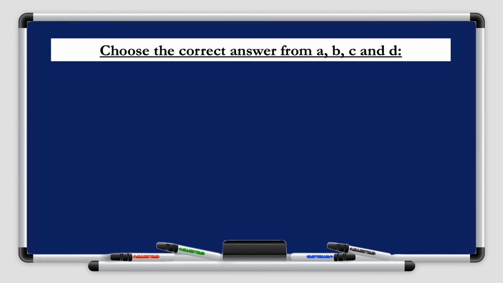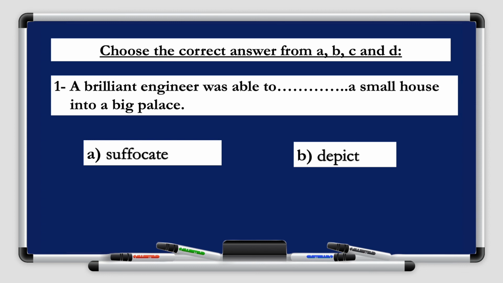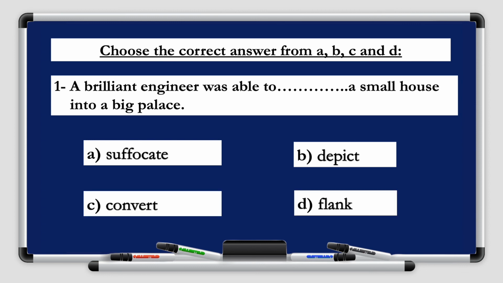And now we have to choose the correct answer from A, B, C, and D. Number 1. A brilliant engineer was able to blank a small house into a big palace. What is the word? Is it suffocate, depict, convert, flank? Small to big. So the word here is to convert. The engineer converted the small house into a big house or a big palace.